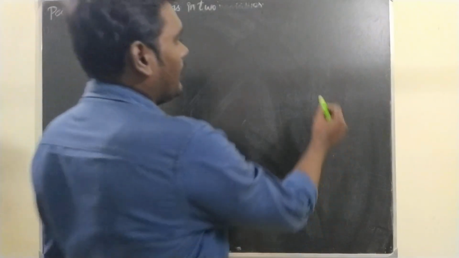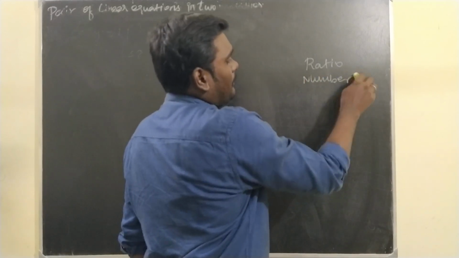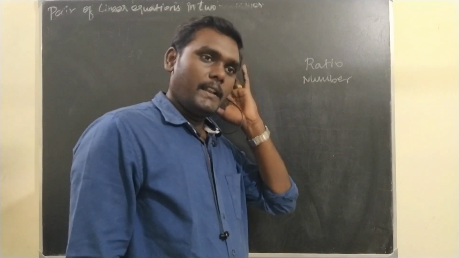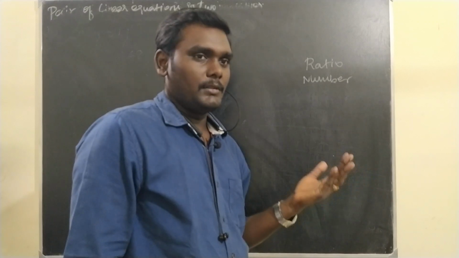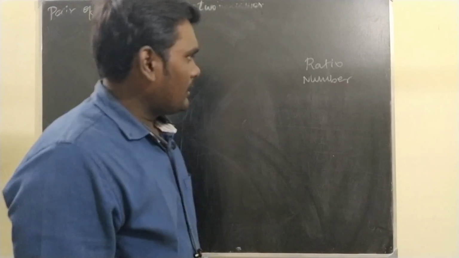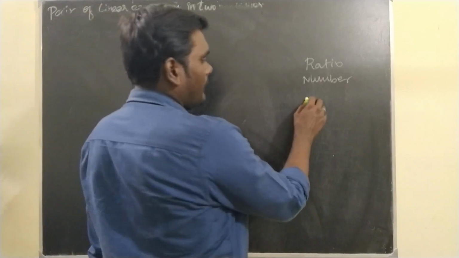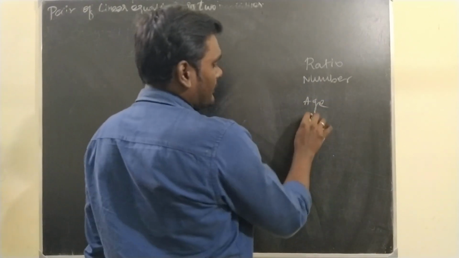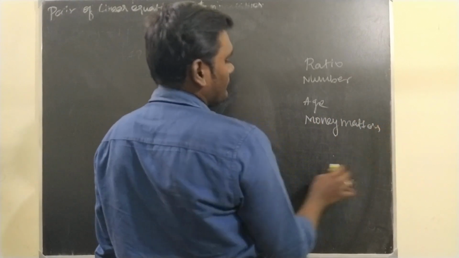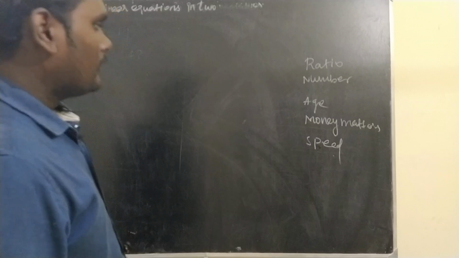In the previous session we saw ratio based questions, and then number based questions: two numbers, sum of two numbers, difference of two numbers, that kind of question. After that, 2-digit number questions. Did we see anything else yesterday? No. So today we are going to see age related questions, money matters, and speed related questions, speed distance. Okay, so age related questions.